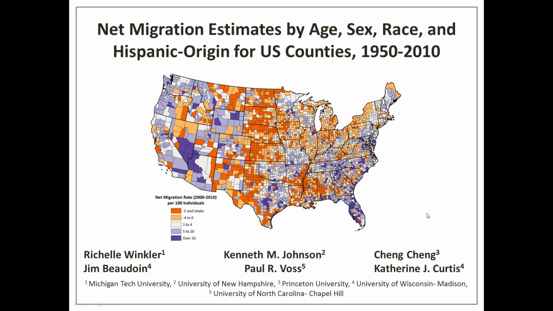Thank you, Mark. I hope everyone can see my screen. And thanks, everyone, for joining us today. It's great to see that so many people are interested in these data and this website. I want to start by recognizing all of the members of our project team who worked together to generate these data and to create this website. This includes Ken Johnson at the Carsey Institute at the University of New Hampshire, Ching Ching, who's a graduate student at Princeton University, Paul Voss at the University of North Carolina, Chapel Hill, and our web designer, Jim Bowden, at the Applied Population Laboratory at the University of Wisconsin-Madison, in addition to Catherine and myself.